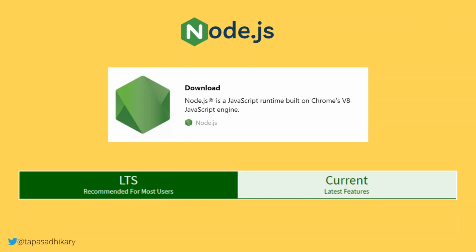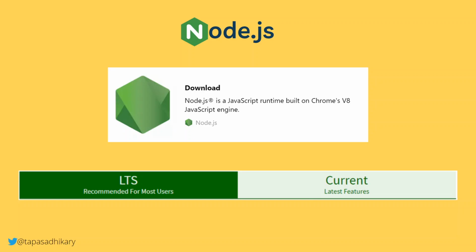Now, initially when I started with Node.js, I used to get confused about its versioning. There is an LTS version, there is a current version, there is also a nightly build. So what is this about? Let me clarify this for you. LTS is long-term support. It is meant mostly for enterprises who look for stability and security in Node.js, so they will be going for an LTS version.